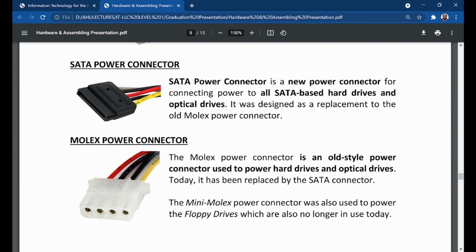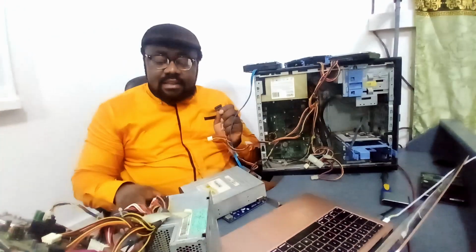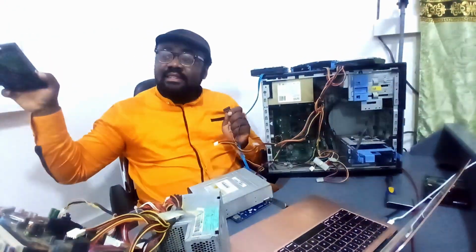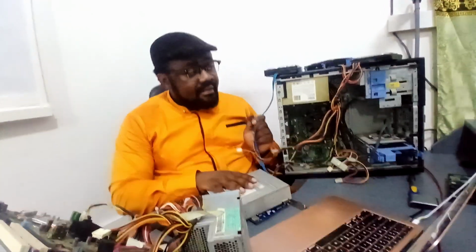When you get here, this is called the SATA power connector. It is a new power connector. Which one is the old one? The Molex power connector. This is called Molex. When you talk about a PATA, you are talking about the hard drive. This is a PATA hard drive or IDE hard drive, or the optical disk drive, PATA optical disk drive.